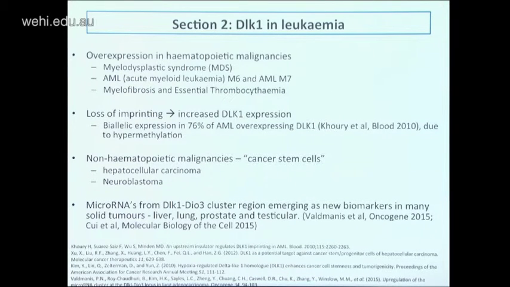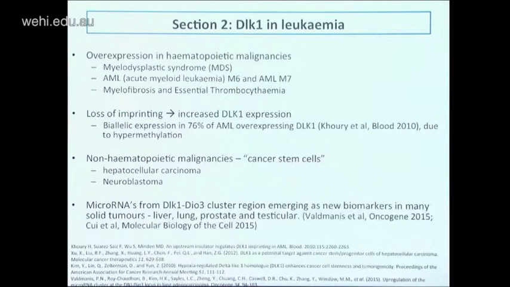Especially in humans: myelodysplastic syndromes, acute myeloid leukemia M6, which is erythroleukemia, and M7, which is megakaryocytic leukemia, and myelofibrosis and essential thrombocythemia, which are myeloproliferative disorders. In this study, they studied primary patient samples of AML and found that 76% of AML overexpressing Dlk1 did so due to loss of imprinting, leading to biallelic expression and increased Dlk1 expression. And this was due to hypermethylation.